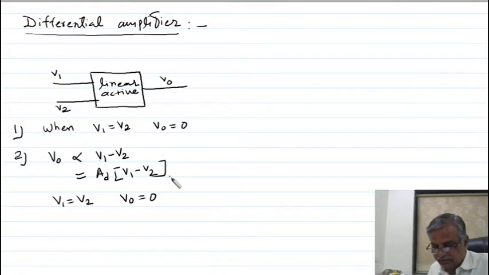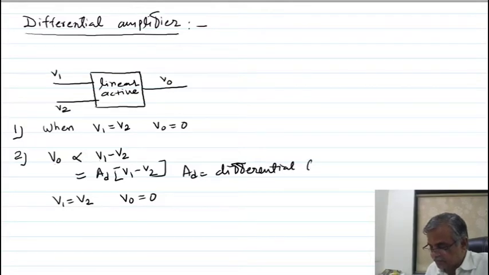VO = AD into V1 minus V2. I can write AD is nothing but the differential gain of the differential amplifier. So this equation shows that when V1 is equal to V2, then VO is equal to 0.